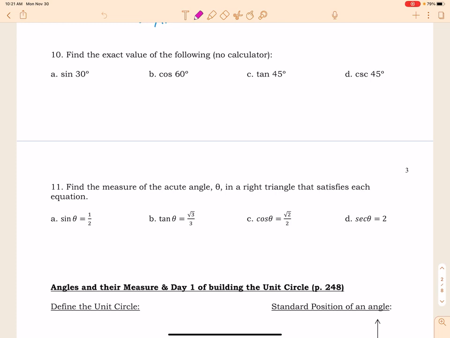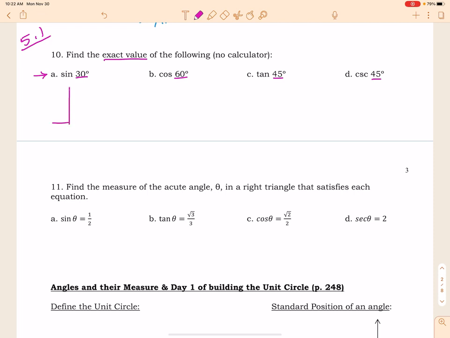Okay, pre-cal, this is your last video for 5.1. We are finding exact values for each of these given an angle. Since these are 30 degrees, 60 degrees, 45 degrees, and 45 degrees, that's an indication that you need to think about your special right triangles, because these are special right triangles.